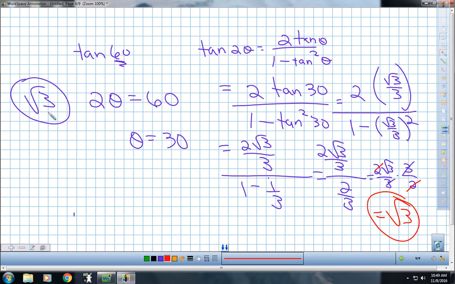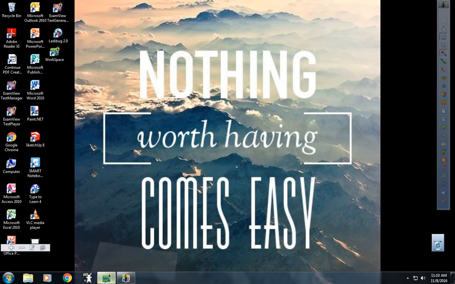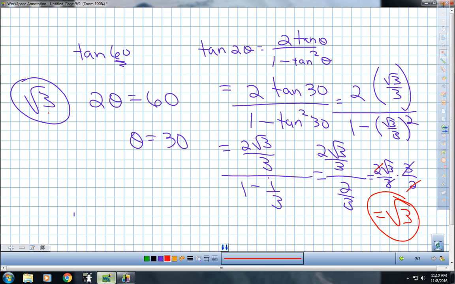Hypothetically speaking. No. No. I think that they probably had in mind exactly what Alejandro said. We're learning how to use this. So we know that the tangent of 60 is radical 3, so now let's use the double angle formula to show that that's the case.